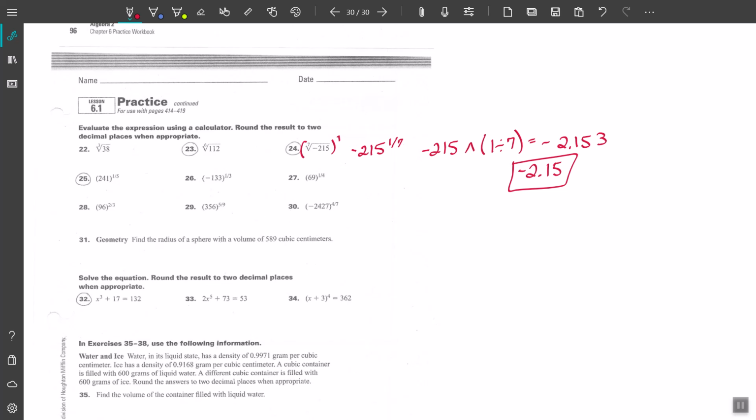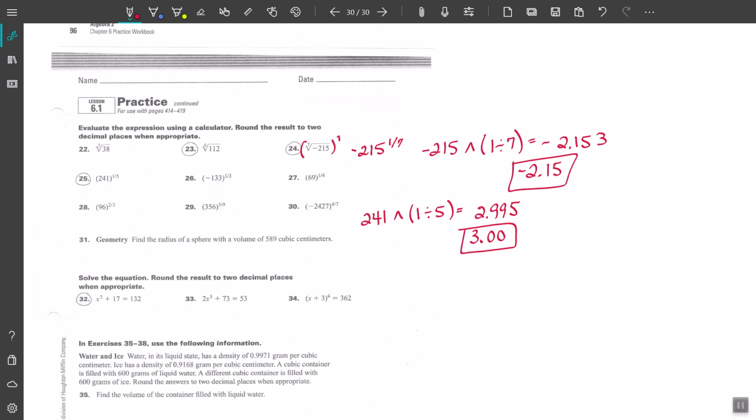All right, and then number 25, it's already in exponent notation, so we don't have to do any changing of form. We can plug it into the calculator. 241, caret, parentheses, 1 divided by 5. And then we will get 2.995, which is going to make us round everything up. And so to 2 decimal places, it would be 3.00. Again, the 00 isn't really significant, but I'm writing that down because of the way they asked it to be written in the directions.